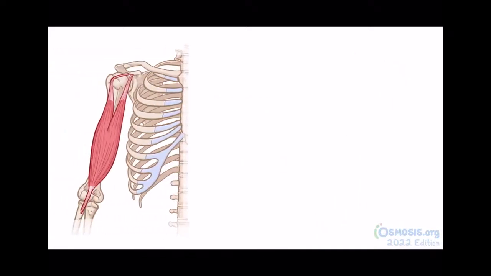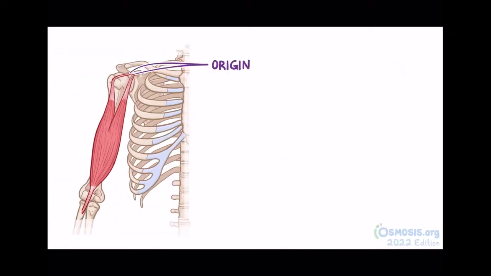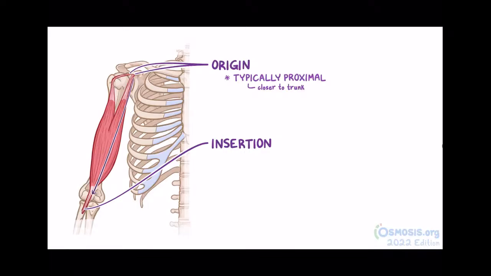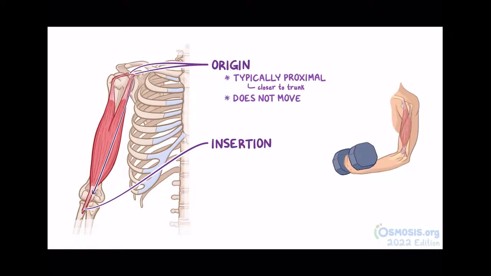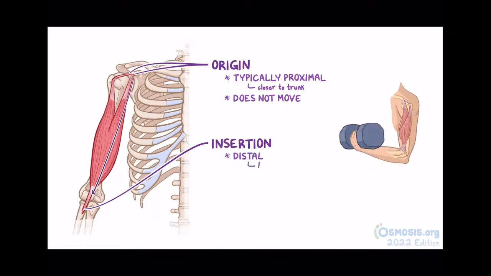Now, every muscle arises from a point, called the origin, and inserts into a point, called the insertion. Typically, the origin is proximal, meaning that it is closer to the trunk of the body. Also, typically the origin does not move, meaning that it stays fixed when the muscle contracts. On the other hand, the insertion is distal, meaning that it is further away from the trunk. Also, the insertion point is movable, meaning that it gets pulled towards the origin to produce a movement. However, this is not always the case.